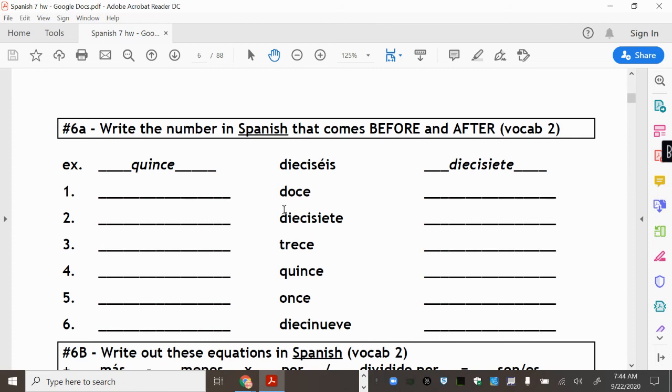So in this part here, you're going to write the number that comes before and after. So I have 16, which is 16. So do you see on the example, it says 15, which is 15 before it, and 17, which is 17 after it. So let's do this number one together. 12, if you want to write a 12 above it. All right, so now we need the word for 11 in Spanish before this 12. So once, you can write that in, O-N-C-E, once. And after 12, you're going to write trece, right, for 13, T-R-E-C-E. Okay, so that's all you got to do for 6A.